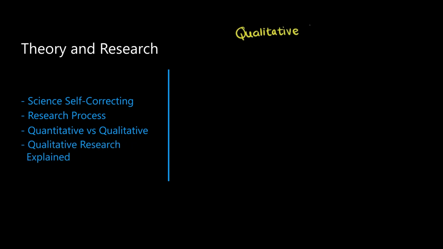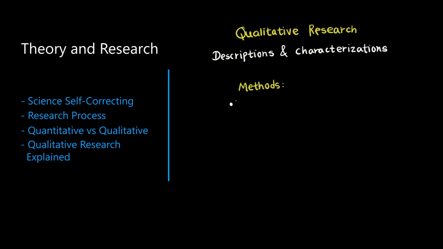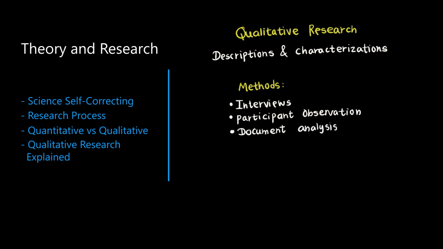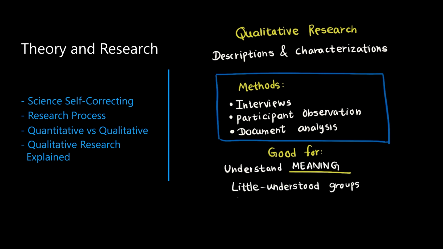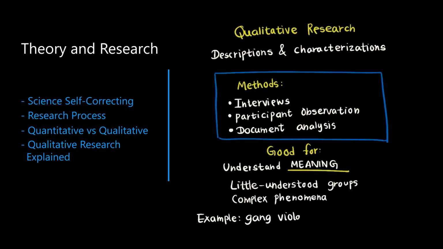Qualitative research offers characterizations and descriptions of social phenomena. It uses methods like interviews, participant observation, and analysis of documents or media. This approach is valuable when you want to understand the meaning people give to their experiences, when you want to study a little understood group or situation, or when the phenomenon is too complex to capture with numbers alone. If you want to understand how gang members think about violence, or how people experience homelessness, qualitative methods are essential.